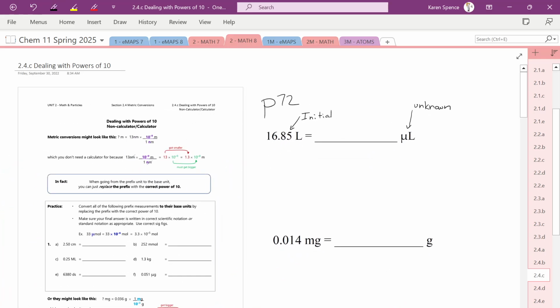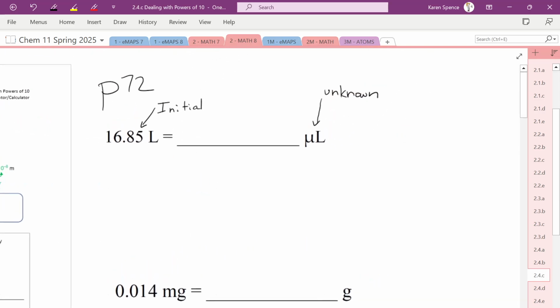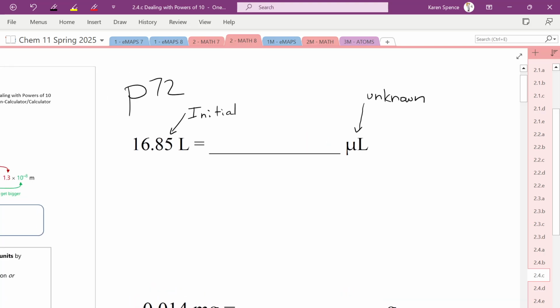I don't know where this example came from. No, this example is not on your page. That's okay. We're just doing examples that aren't on your page. So you might want to get yourself a piece of paper. I don't know what I was thinking. So just grab yourself a piece of paper. My apologies.